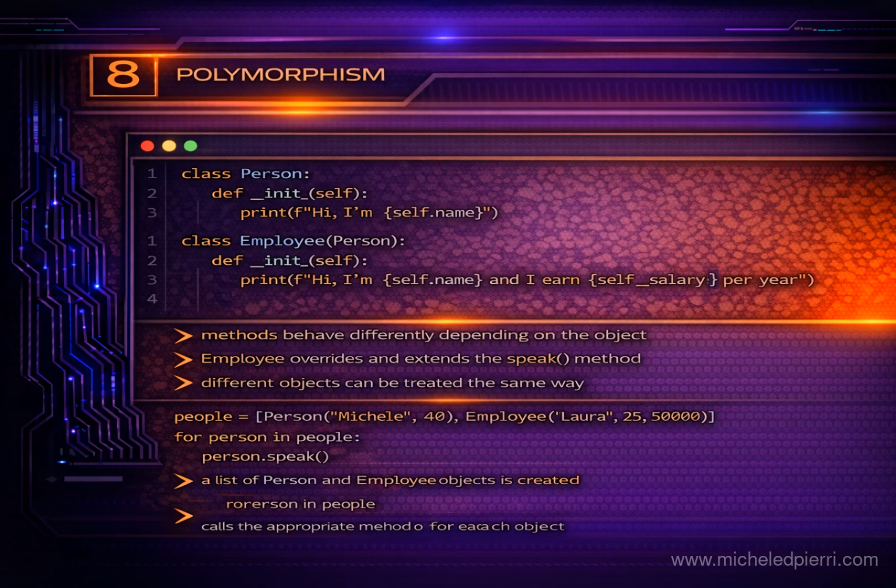It is also a major code quality tool because when you later add a new subclass like student or manager, you can drop it into the same list and the loop will still work as long as that class implements speak. The loop does not need to change, only the new class does.